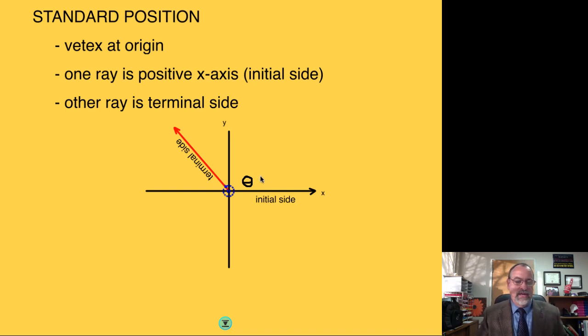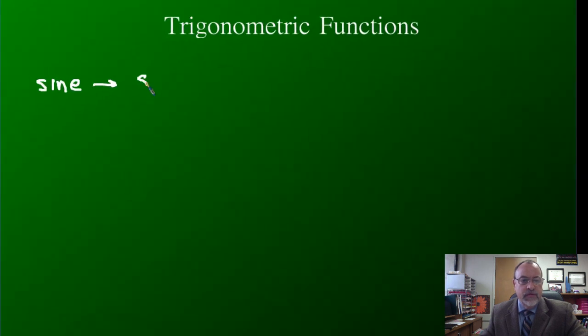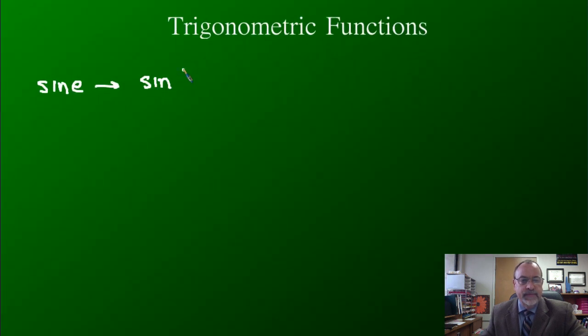To wrap this lesson up then, let's look at the 6 trigonometric functions that we'll be dealing with over the course of the next few weeks. And these come from the triangles that we learned about in geometry, the 30-60-90 and the 45-45-90. We work with the first 3 that we're going to look at. The first one is what we call the sine ratio, spelled S-I-N-E. Its shortened form is sine.